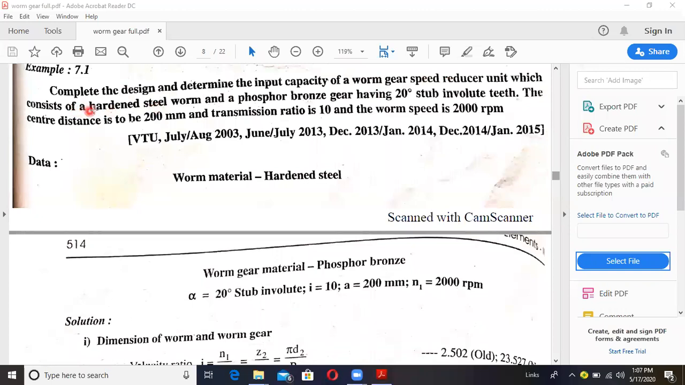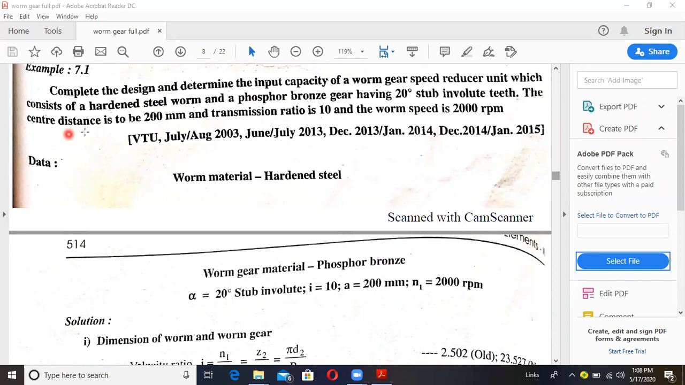Then they told that the worm and the worm gear are made of some material. Worm is made of hardened steel and worm gear is made of phosphor bronze, with 20-degree stub involute teeth, that is, alpha is equal to 20 degrees. Coming to the given data: worm material is hardened steel, worm gear material is phosphor bronze, alpha is equal to 20-degree stub.